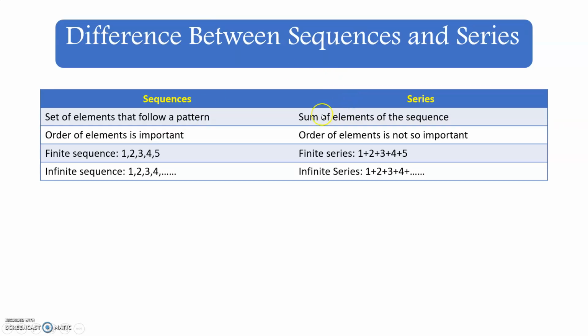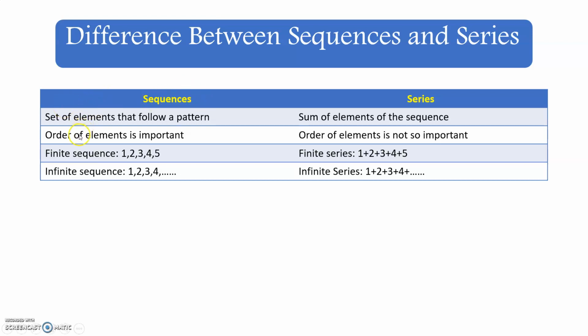First, the series is the sum of the elements of a sequence. In a sequence, consider January as month 1, February as month 2, and likewise 1, 2, 3, etc., up to 12. Then summing all the terms of the sequence, you get the series.